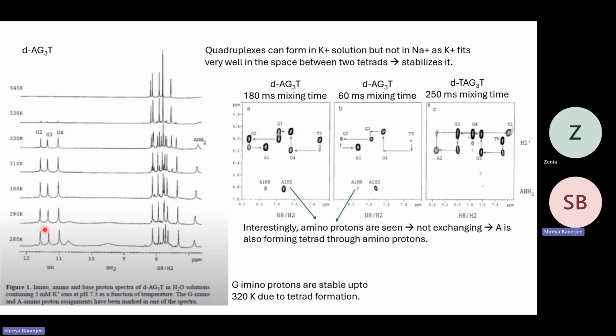Here you can see that for AG3T, these are the three peaks for the Gs in the imino region. And with increasing temperature, this tetrad is dissociating, so the peaks are disappearing. So that is again what happens with increasing temperature.